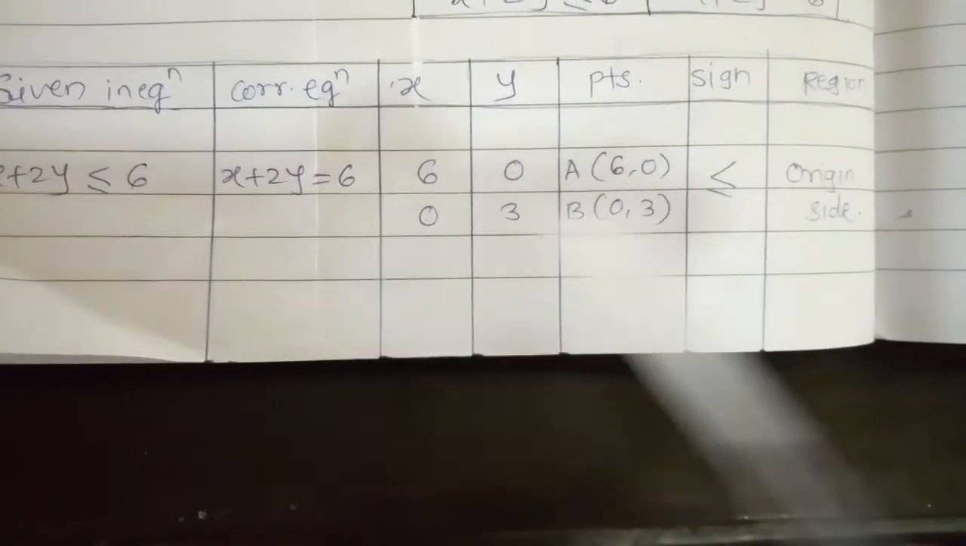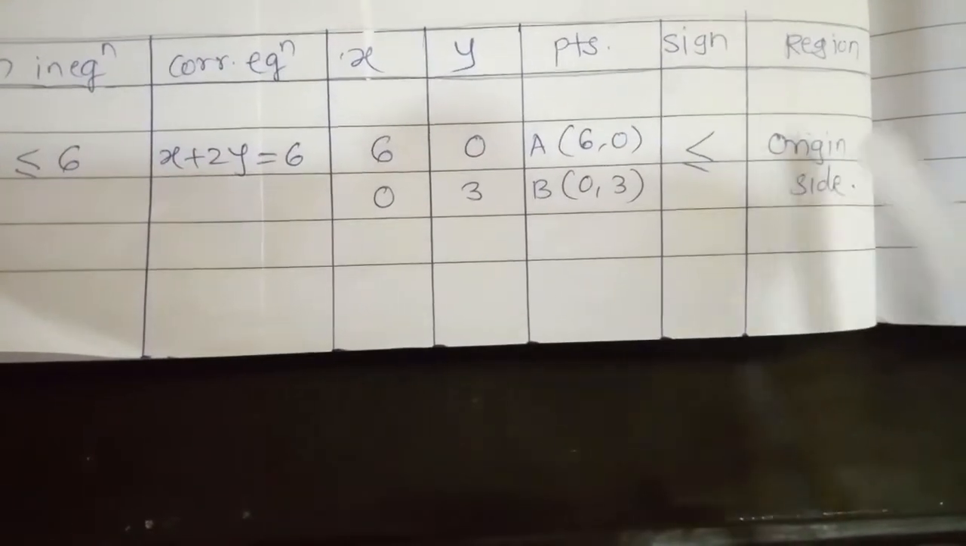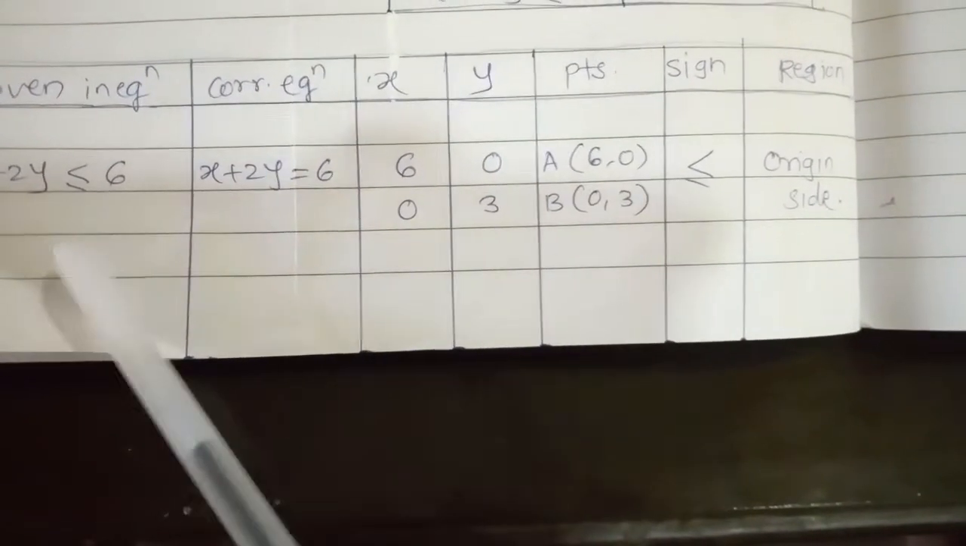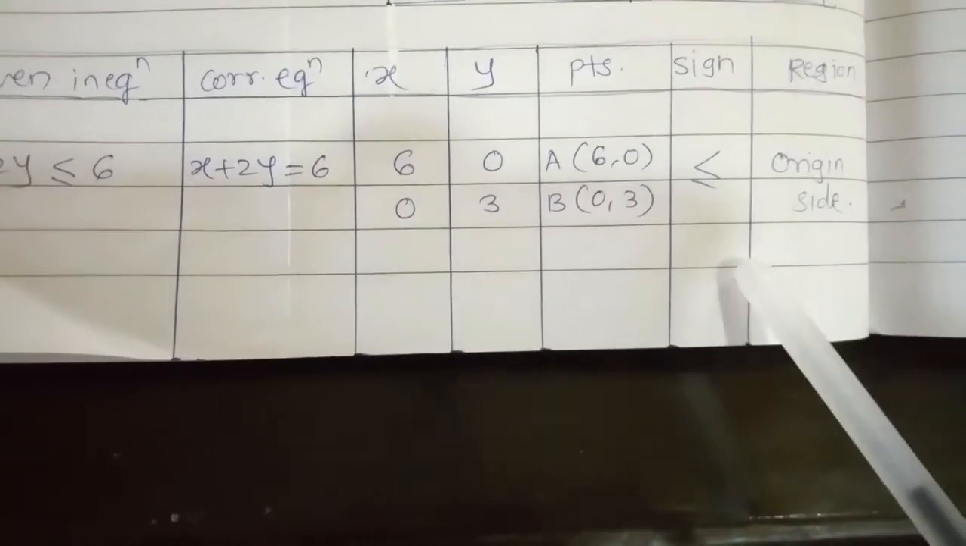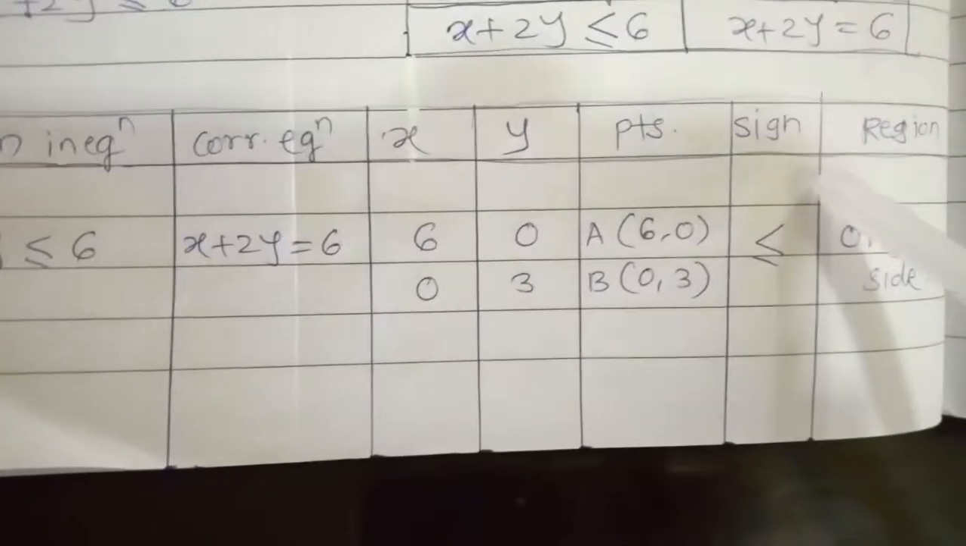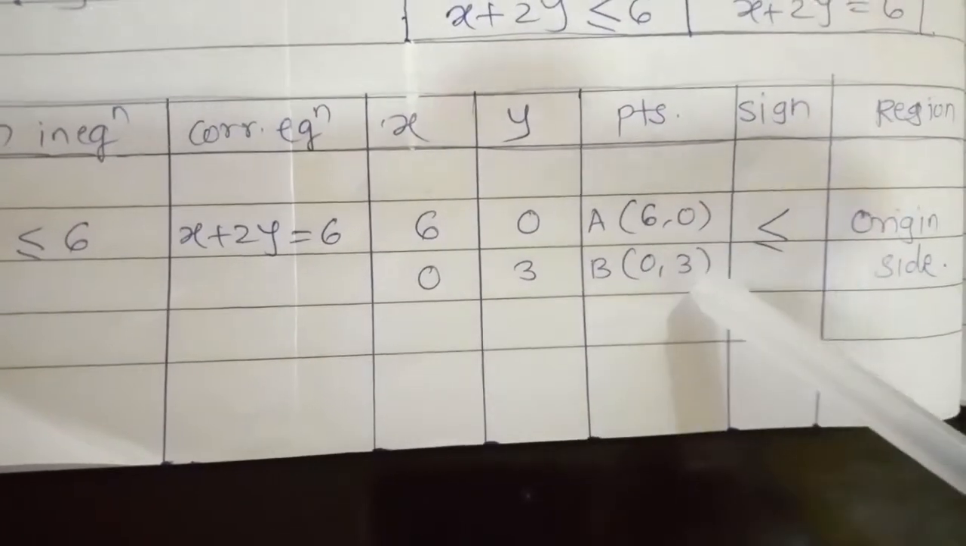I repeat again, when you get the answer that is true, then you have to draw the arrows on the origin side. And if it's not true, then we have to draw it on the non-origin side. So by example we will get this one. So we're going to solve this example. Now in this example we get the 2 points, that is A (6, 0) and B (0, 3).